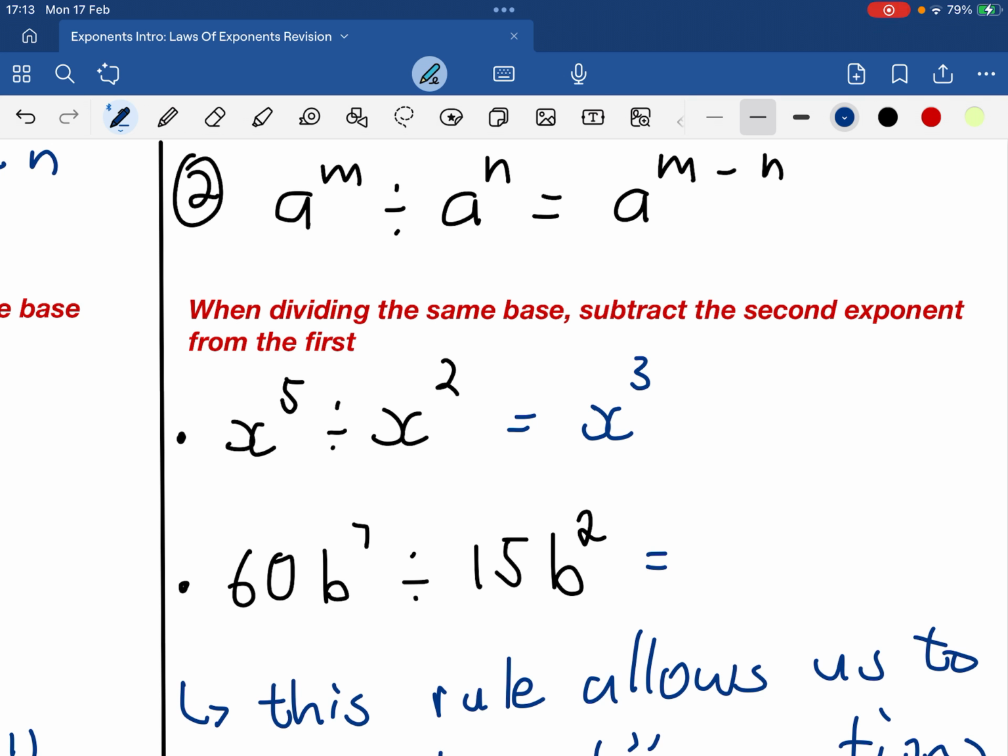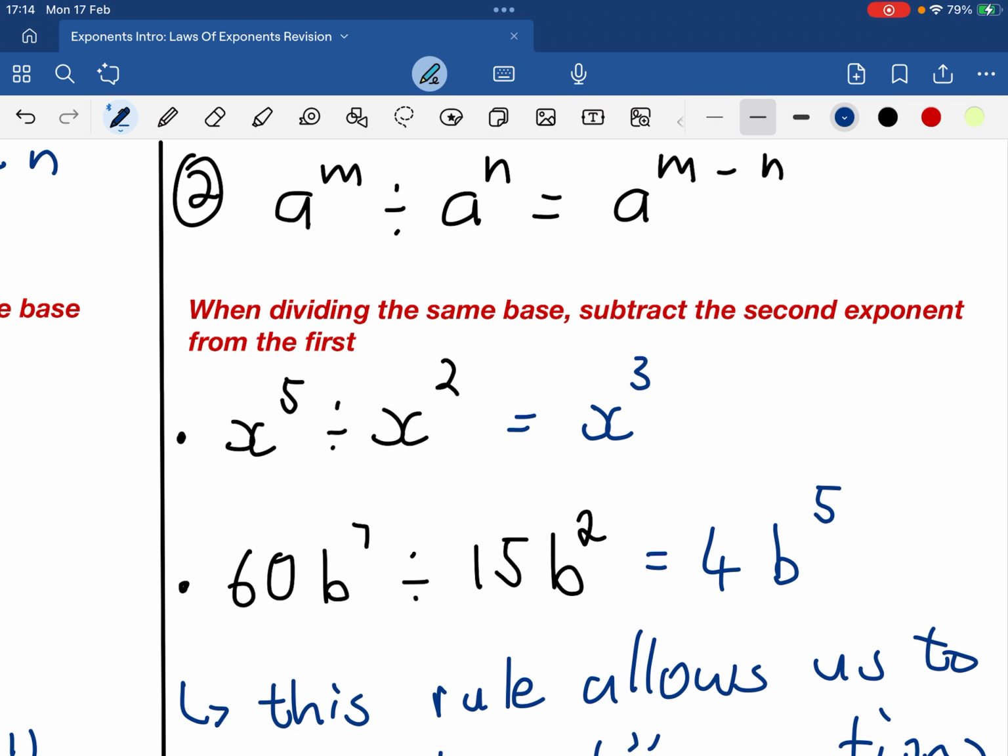If we had 60b to the 7 divided by 15b squared, well, 60 divided by 15, those are numbers. 60 divided by 15 is 4. But b to the 7 divided by b squared, these are variables. When we divide variables, if they have the same base, you keep one base, you subtract the second exponent from the first one. 7 minus 2 is 5.